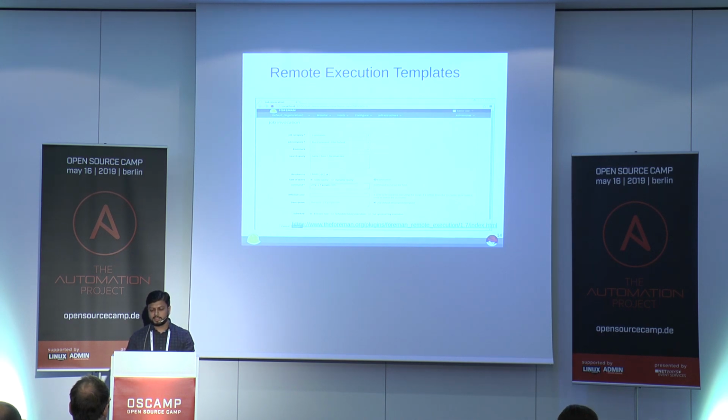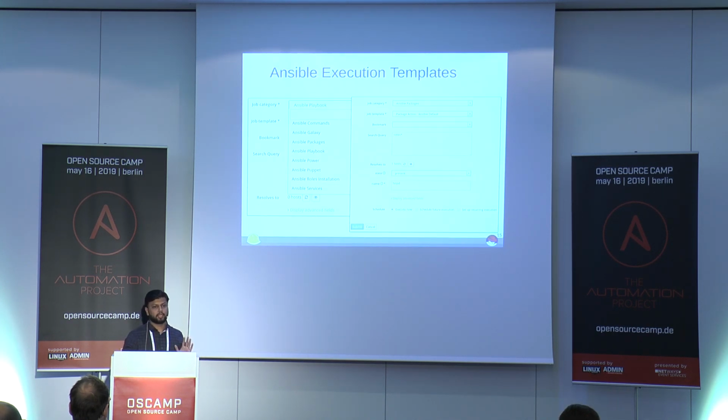So let's see how many templates there are and what is the meaning of this. So Foreman has different Ansible execution templates. First is Ansible Commands. That means you can run any command through this job template. Ansible Galaxy, you can install the roles on your host using this job template. Ansible Packages, you can install, you can remove, you can group install, you can group remove.